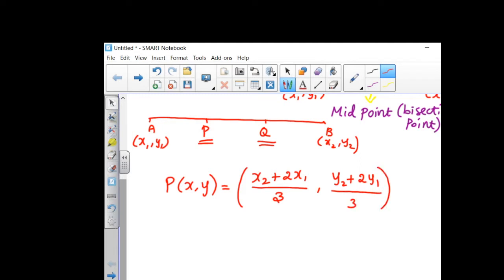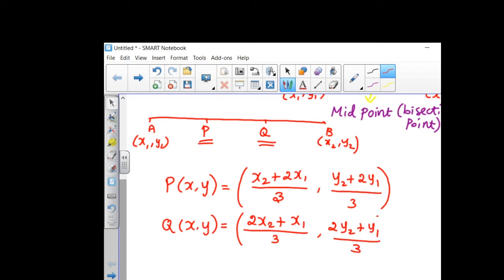Then the other point Q of x comma y is equal to, the 2 will come in front, that is 2x2 plus x1 by 3, then 2y2 plus y1 by 3. This is the formula. If you apply the points A as x1 comma y1 and B as x2 comma y2 in P of x comma y and Q of x comma y, you will get the trisection points.